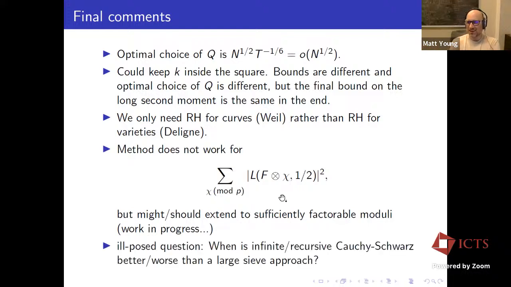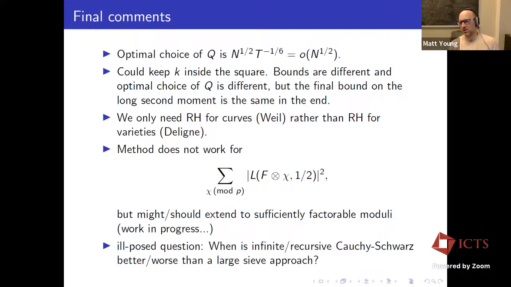So I'll leave with an ill-posed question, which I'm just curious about: when is this infinite or recursive Cauchy-Schwarz argument that was used in the short interval problem better or worse than a large sieve approach? And does it even make sense to compare these things? In this particular case, we were able to do this large sieve approach, and for this long interval problem, we got a better result. But I think Joseph checked that ideally you should get the same bound using this infinite or recursive Cauchy-Schwarz for the long moment as you do with the large sieve approach, so you get the same thing.